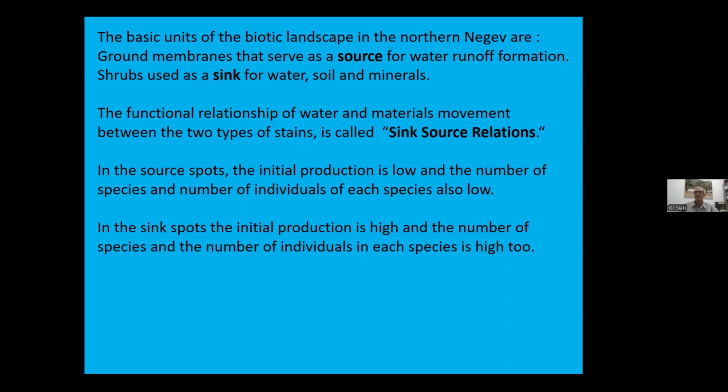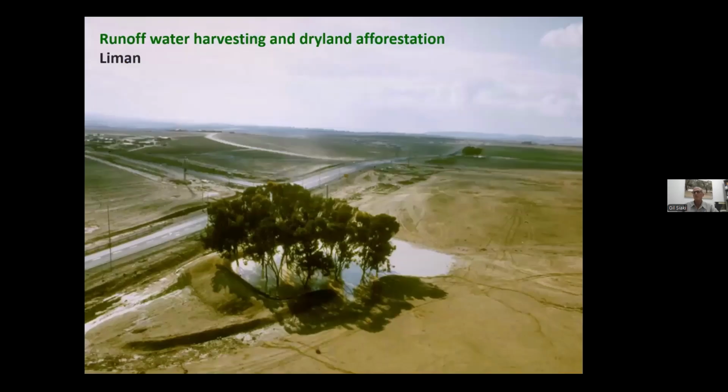In the source spot, the initial production is low, and the number of species and number of individuals of each species is also low. In the sink spot, the initial production is higher, and the number of species and the number of individuals in each species is high too. This is in nature. So what we are doing, we are mimicking the nature.